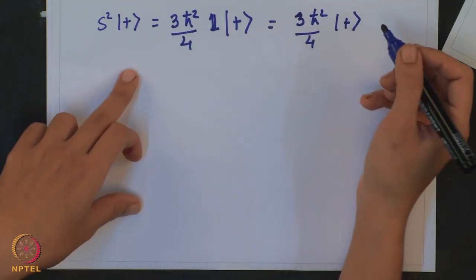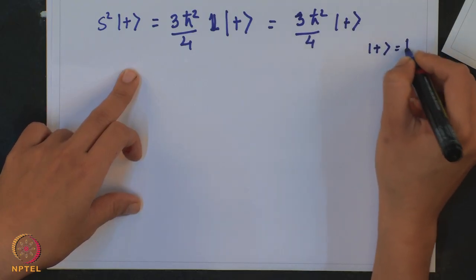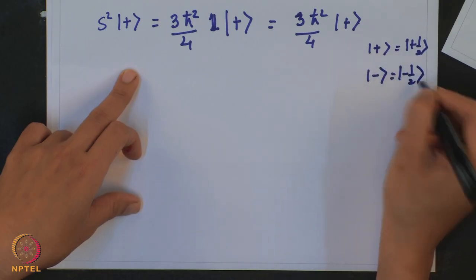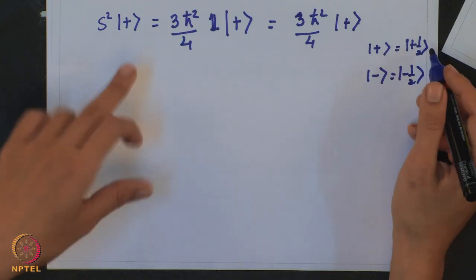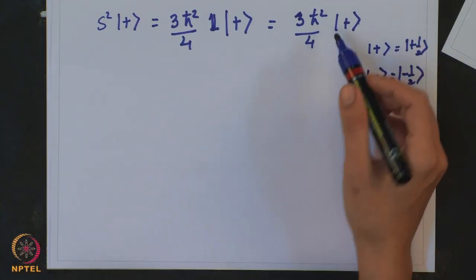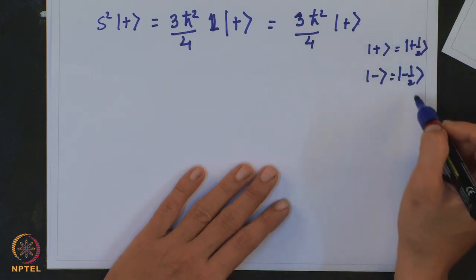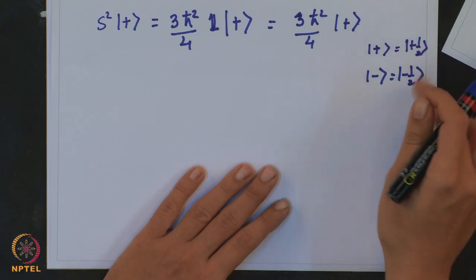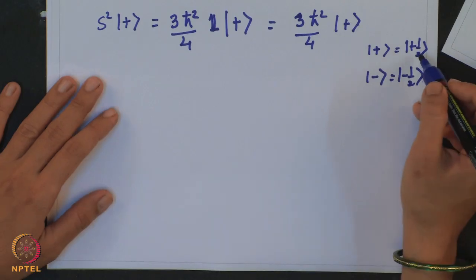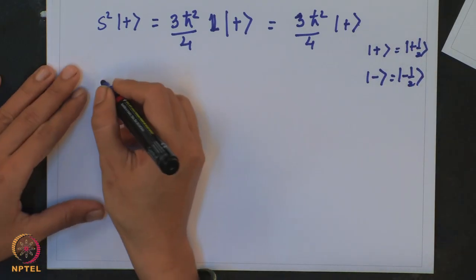In some places you will find that this plus ket is represented as plus half and minus ket is represented as minus half. So, notation-wise, it is the same thing: when you write the eigenvectors as vectors 1 0 or 0 1, they correspond to plus half and minus half. This you should remember. This is called the spin up state, and this is called the spin down state. These things you must remember.